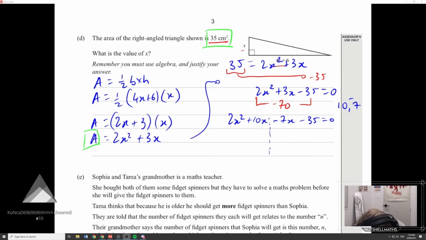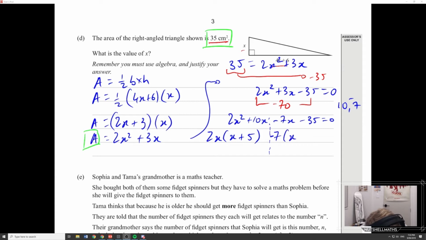So factorize the left, 2 and x can come out. x plus 5 goes in. And what can we pull out of this? We can pull out 7, minus 7 even, and x plus 5 goes in here. We know we've done it right because we've got x plus 5 and x plus 5. So our two factors are 2x minus 7 and x plus 5. And this whole thing equals 0.